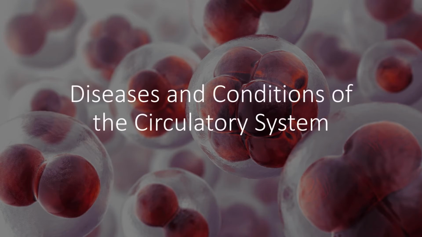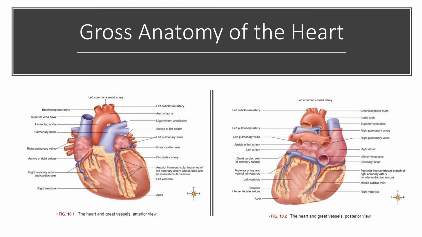In Chapter 10, we are going to cover the diseases and conditions of the circulatory system. This picture here should look very familiar to you because these are the pictures that we used in anatomy and physiology 2 when we talked about the gross anatomy of the heart. I'm going to go briefly through the blood circulation and the blood supply to the heart and how it goes out into the lungs and then into the systemic circulation.